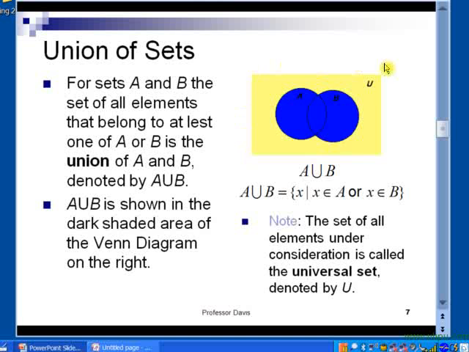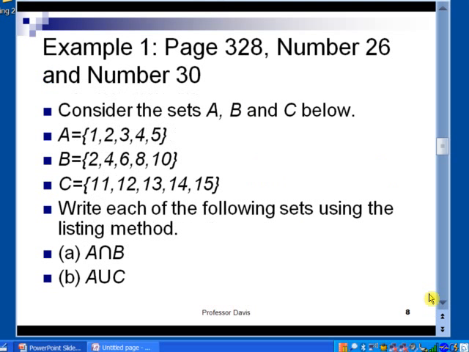All the elements under consideration that we're talking about is called the universal set. And so that's why if you look up in your Venn diagram here, you see the U in the upper right corner. This is all the elements in the sets that we could be talking about. Sets A and B are specific here.